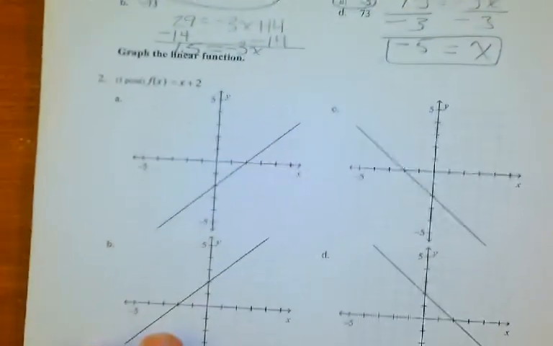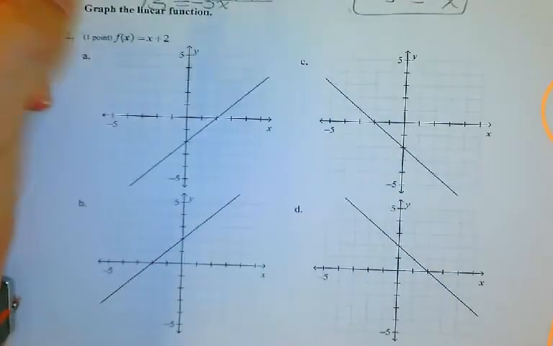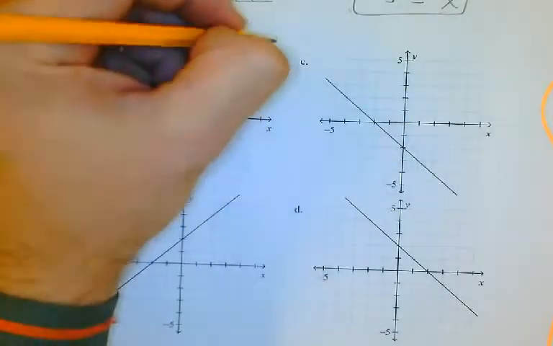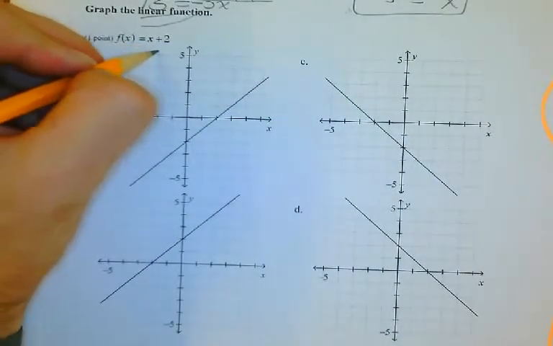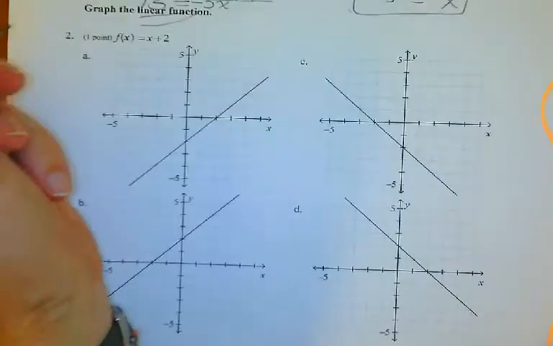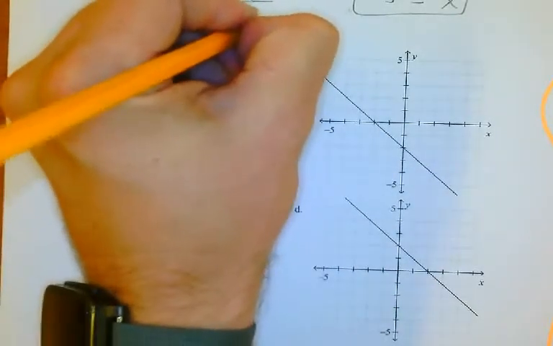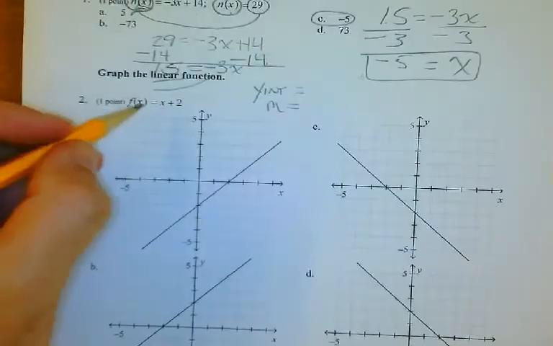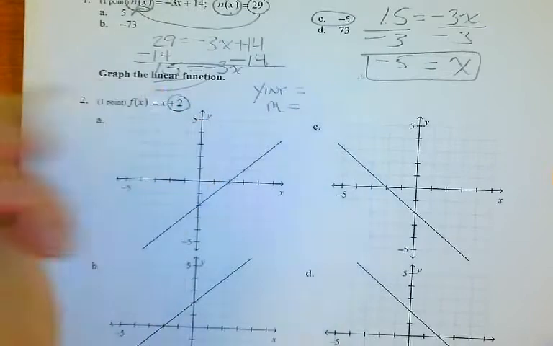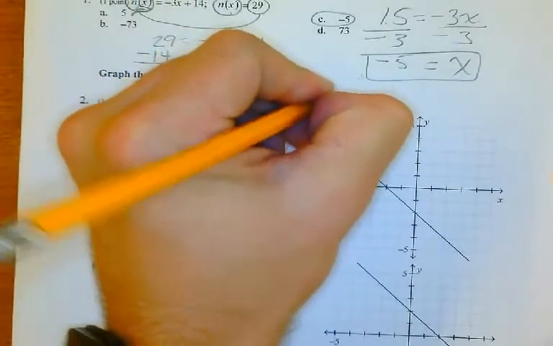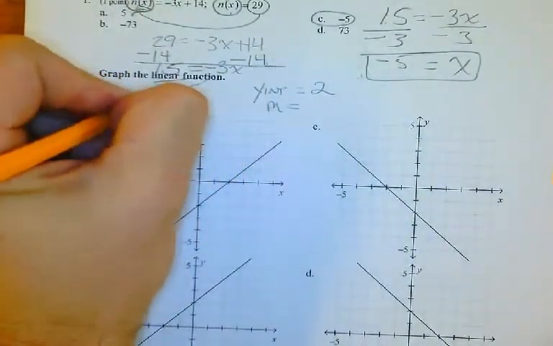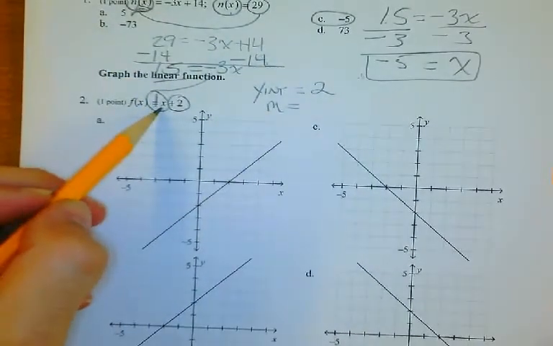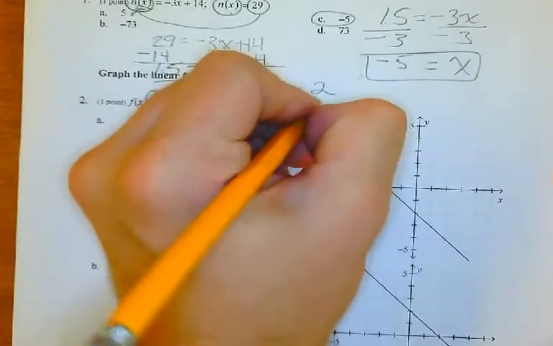On number 2, it's asking me to graph a linear function. So I already know that this is going to be a straight line. It says x plus 2. So we need to look at our two things. We're going to look at our y-intercept, and we're going to look at our slope. Our y-intercept is 2. Our slope is 1, the number in front of the x. So our slope is 1.